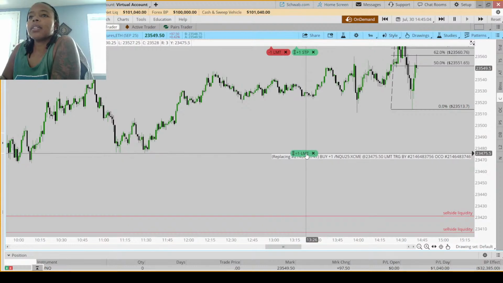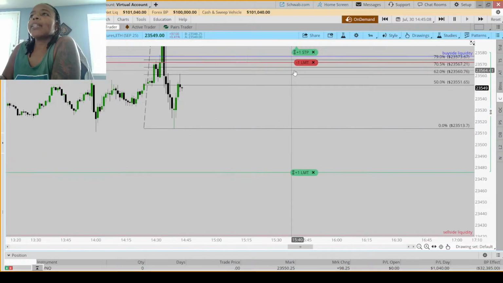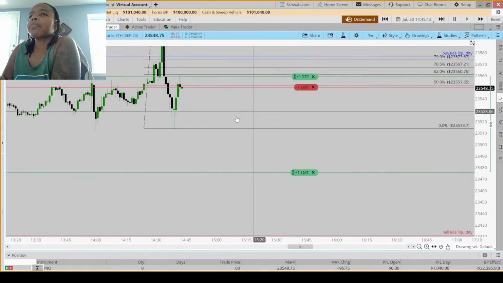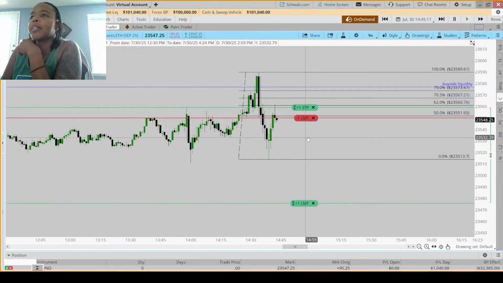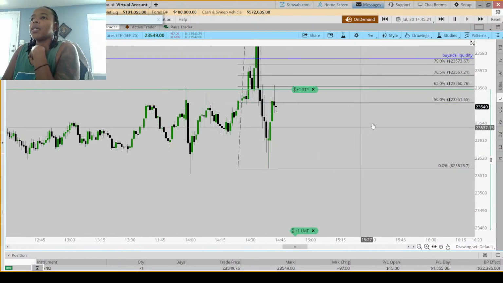All right. Because the double bottom makes a lot of sense and it's good. So I like this. So I'm going to set my thing here and see if we can't get that entry right there. So I like the rejection off of the order block. So we're in.